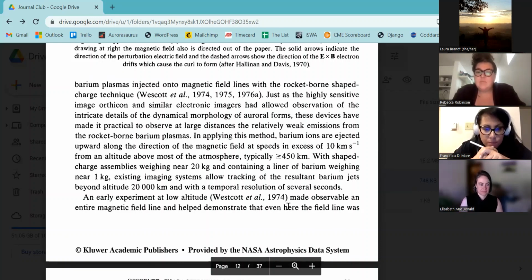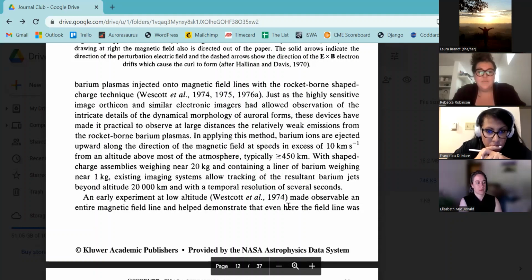In applying this method, barium ions are ejected upward along the direction of the magnetic field at speeds in excess of 10 kilometers per second from an altitude above most of the atmosphere, typically above or equal to 450 kilometers. With shaped charge assemblies weighing near 20 kilograms and containing a liner of barium weighing near 1 kilogram, existing imaging systems allow a tracking of the resultant barium jets beyond an altitude 20,000 kilometers and with a temporal resolution of several seconds.